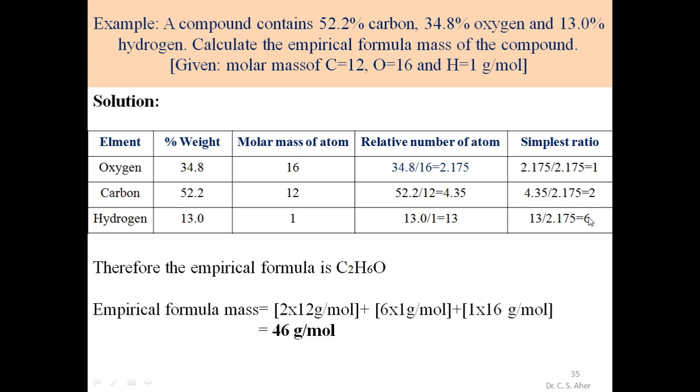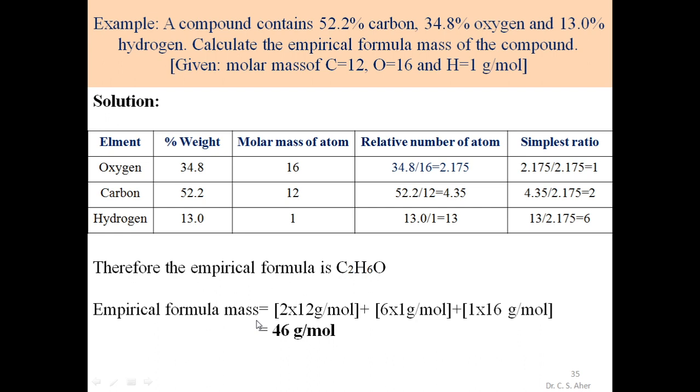Now we write the simplest ratio of each element in the empirical formula. The empirical formula shows 3 elements: carbon, hydrogen, oxygen. The simplest ratio of carbon is 2, and we write it as a subscript. The hydrogen simplest ratio is written in its subscript. Oxygen is 1, and we don't need to show this 1.